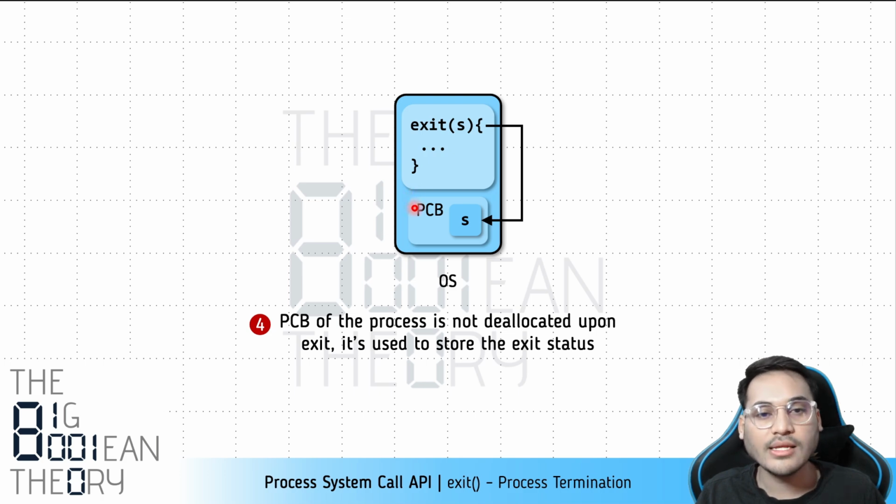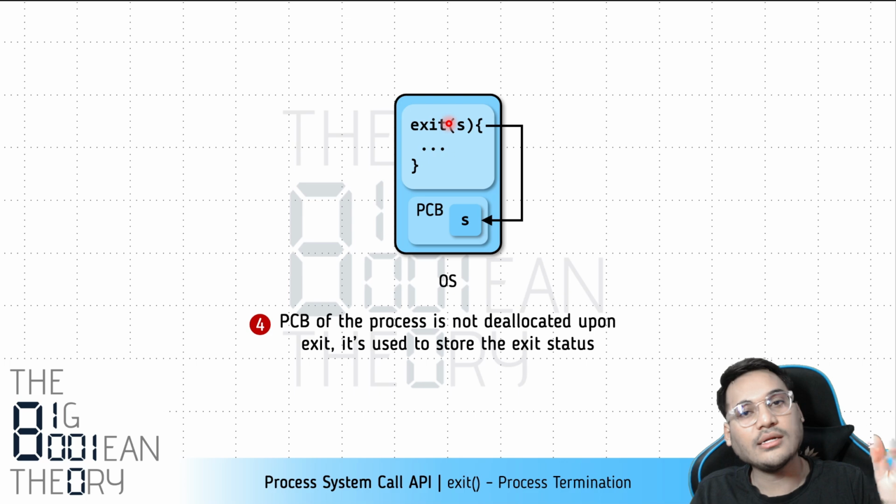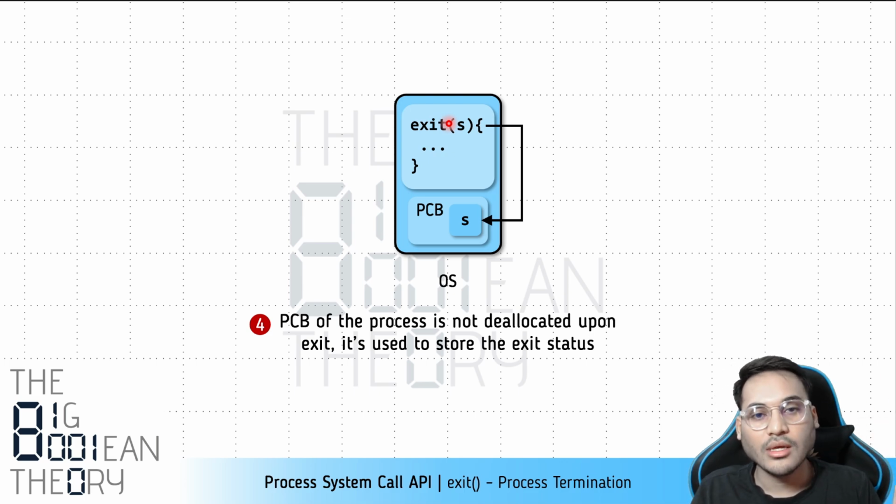So why is that? First of all, this exit status is important. It has to be returned to the parent, right? The parent had started this child process through that fork and exec mechanism. So when the child process terminates, the parent would like to know the exit code of the child process, like what happened with that execution, right? That is why this status is stored in the process control block.